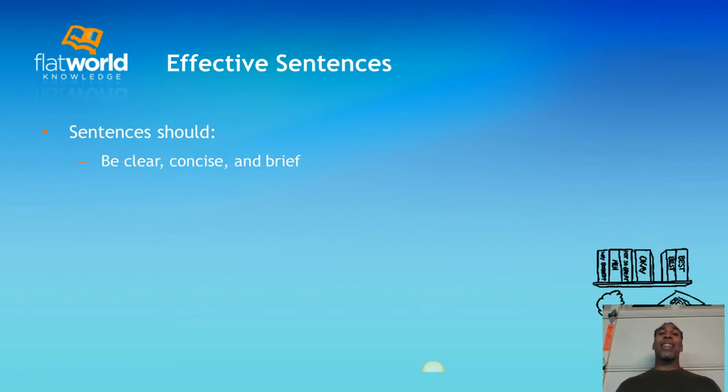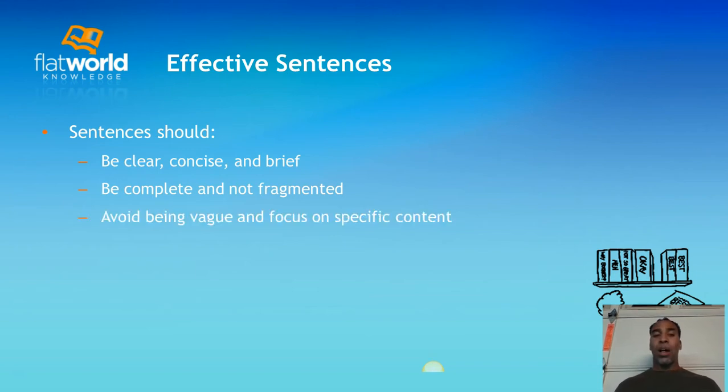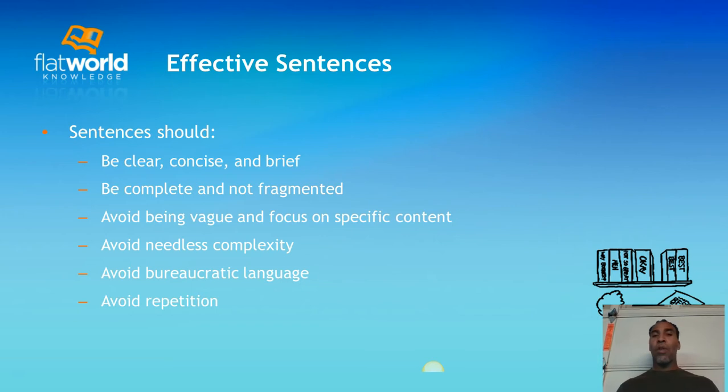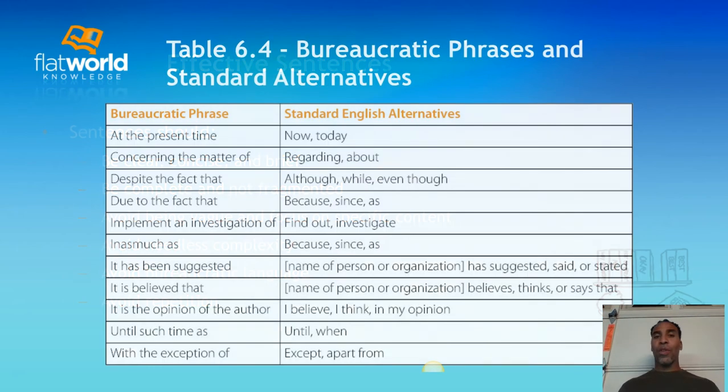Sentences should be clear, concise, and brief, right? Shouldn't be run on. Be complete and not fragmented. Avoid being vague and focus on specific content. Avoid needless complexity, right? You have to put in so many verbose words in there that people don't understand what you're talking about. Avoid bureaucratic language and avoid repetition. Same thing, saying it over and over again to add more words or add more space.